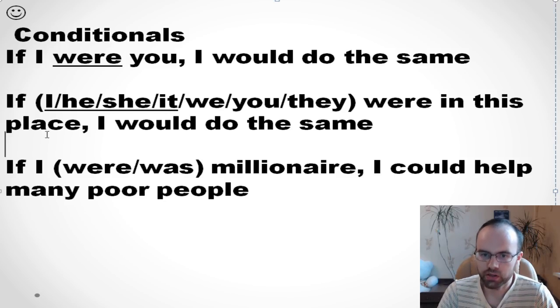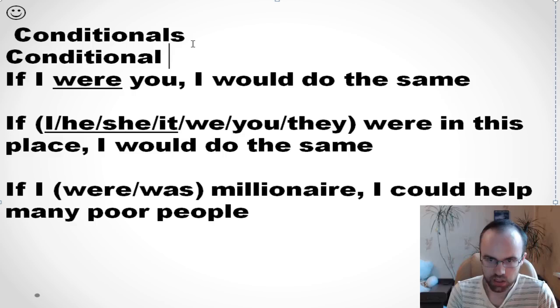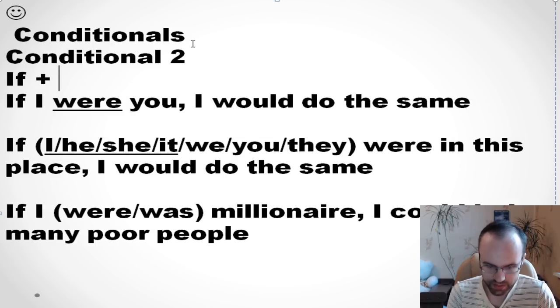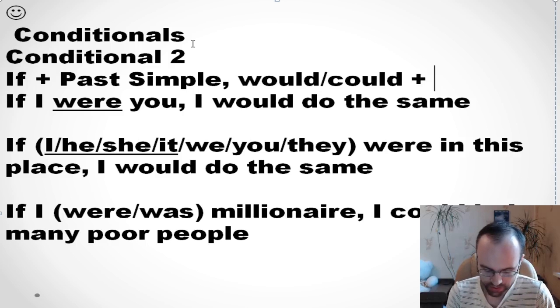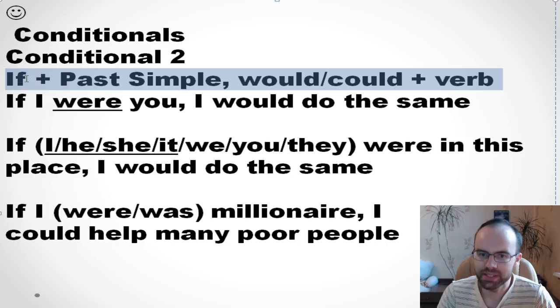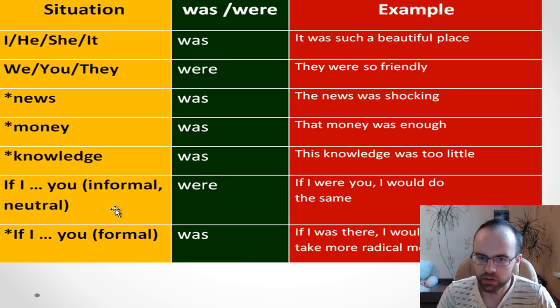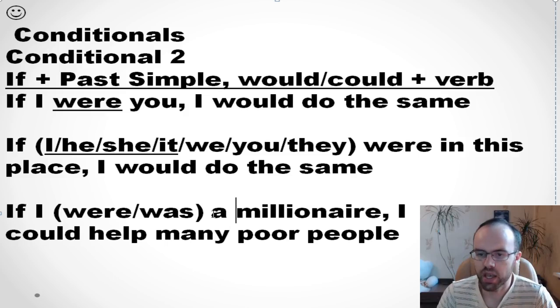I think you know that it's called the second conditional, and we use if plus past simple, and you know that's was or were, and would or could plus verb in the second part. So it's about the second conditional, and you need to use were. The correct answer will be were. If I were, and don't forget to use an article, a millionaire, I could help many poor people if I were.